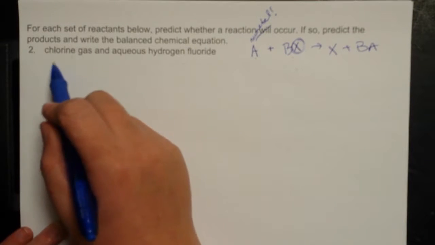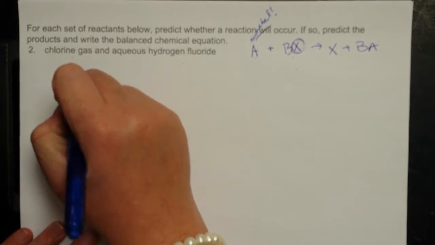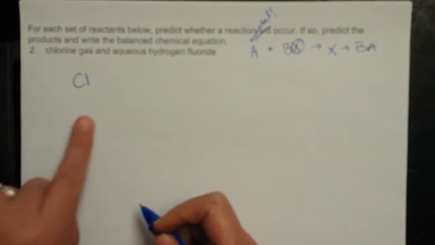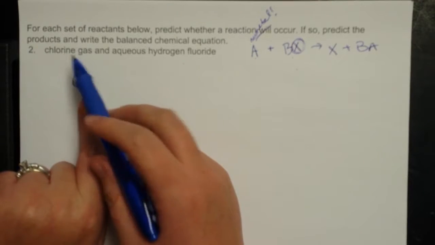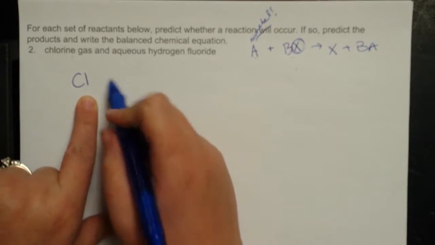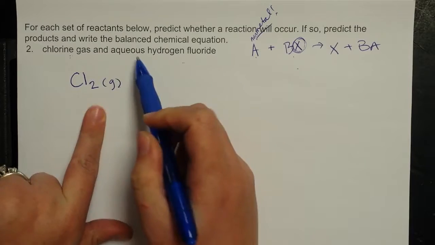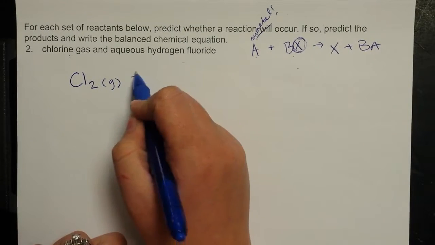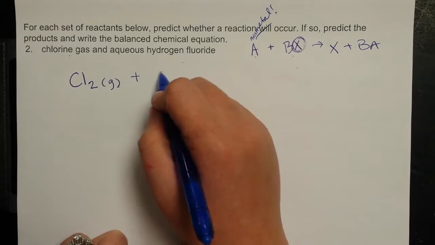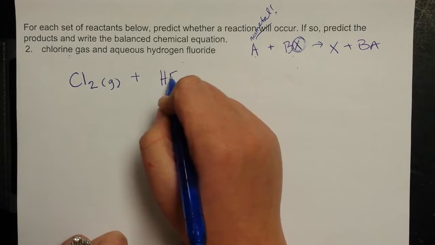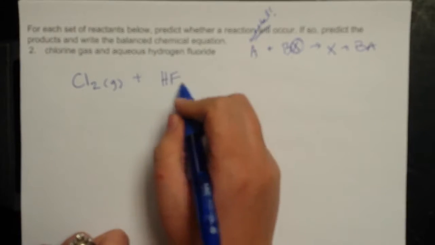So let's look here at chlorine gas. That is an element, so I'm going to write the chemical symbol. Since chlorine is part of Brinkelhoff, it is one of the 7 elements that exist diatomically, so I have to write Cl2, and it is a gas. It is going to be reacting with aqueous hydrogen fluoride. So it's 2 nonmetals. We're going to write HF, hydrogen fluoride, aqueous.